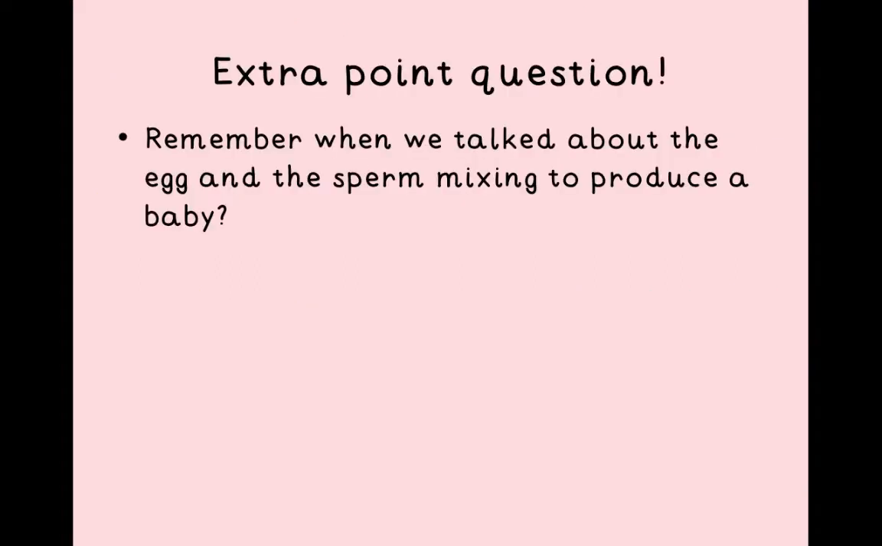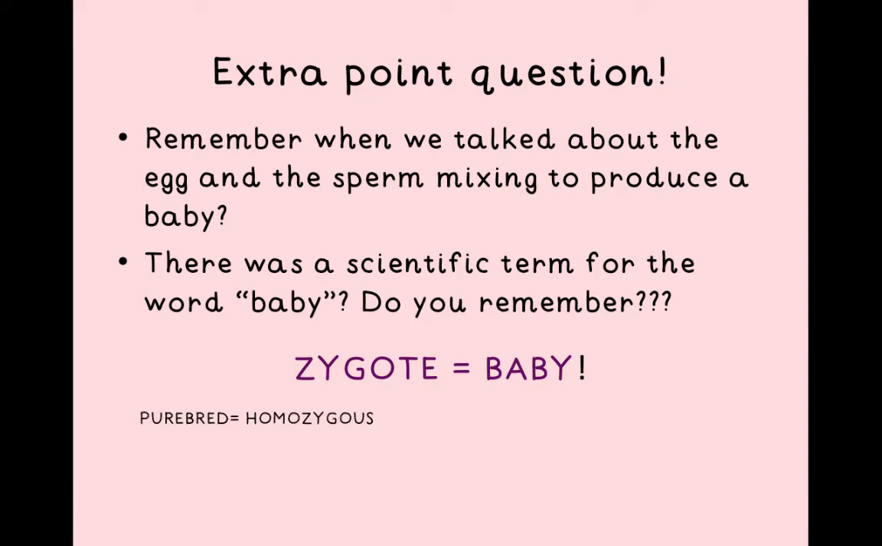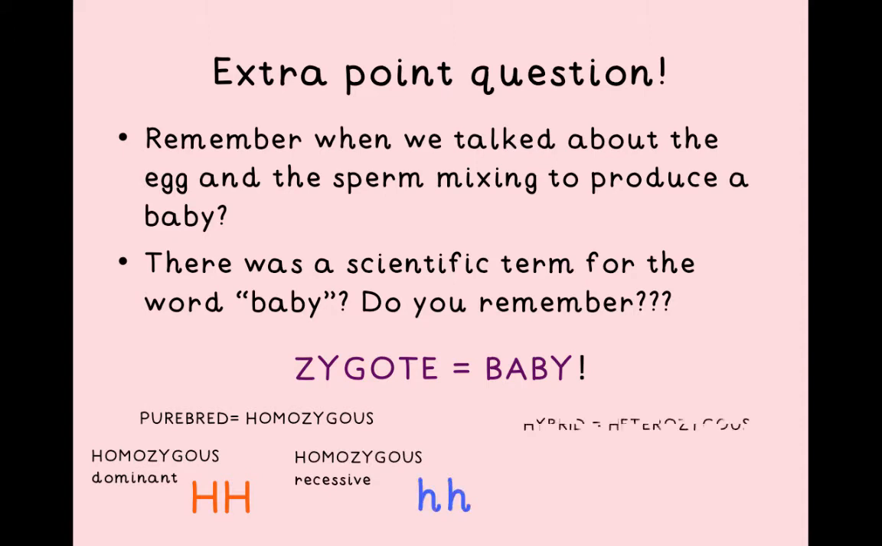Here's an extra point question. Remember when we talked about the egg and the sperm mixing to produce a baby? Do you remember what the scientific term for the word baby was? It started with a Z. Zygote. Zygote is the scientific name for a baby, and we also have some other scientific terms. For example, homozygous means purebred, and a homozygous dominant will have both uppercase. A homozygous recessive will have both lowercase. But a hybrid will be heterozygous, because hetero means different and zygous means baby. And it will be represented with an uppercase H and a lowercase h.